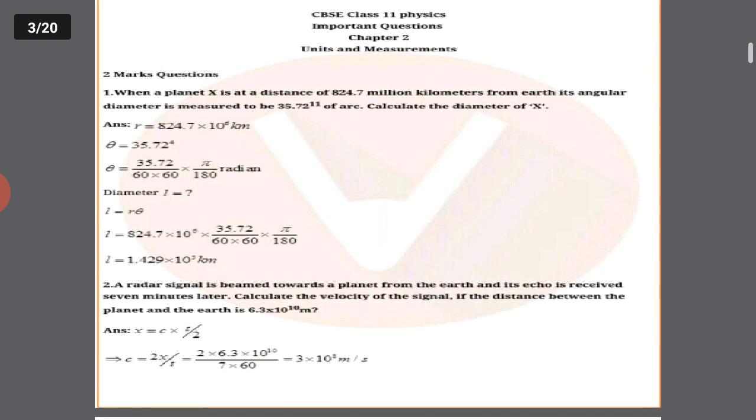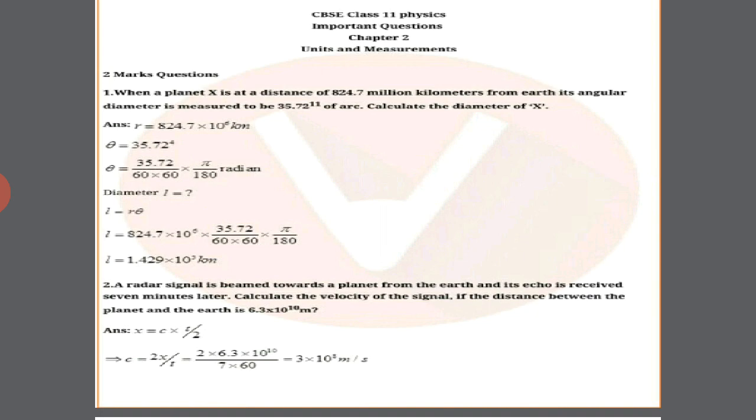When a planet X is at a distance of 824.7 million kilometers from the Earth, its angular diameter is measured to be 35.72 arc seconds. Calculate the diameter of X. Okay, r is equal to 824.7 into 10 to the power 6 kilometer. r is the distance from Earth. Theta will be the angle subtended.